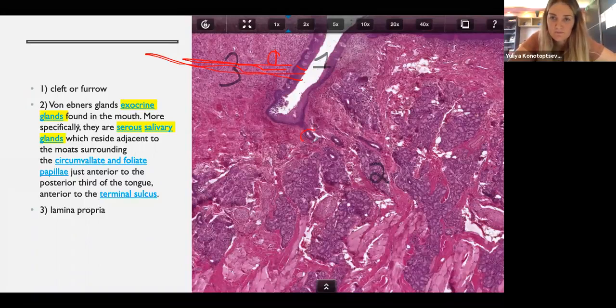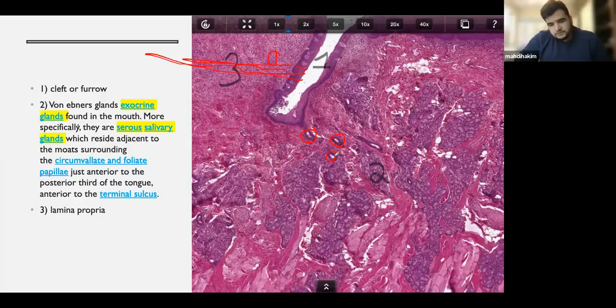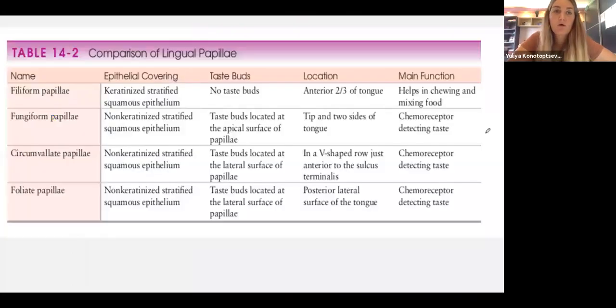What is this? Ducts of the serous glands, of the von Ebner. So don't forget the names. This is the duct of the serous salivary gland, von Ebner, which is here. This is the von Ebner's salivary glands right here. This is for you when you're done with all of the papillae: try to test yourself on which is where, and what is who.